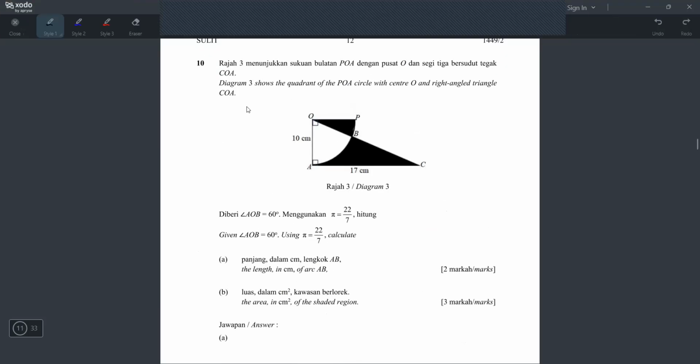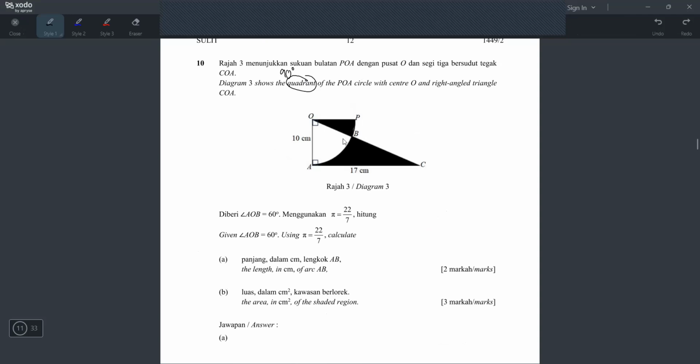Let's go. Diagram 3 shows the quadrant. Okay, whenever you see quadrant, think about this 90 degrees. Quadrant means 90 degree. So diagram 3 shows the quadrant of the POA circle with center O. So let's look at POA. So this one is POA, right? So 90 degrees. So the 90 degree is not just here. It's here also, right? It's the whole thing lah. It's the whole thing, 90 degree.